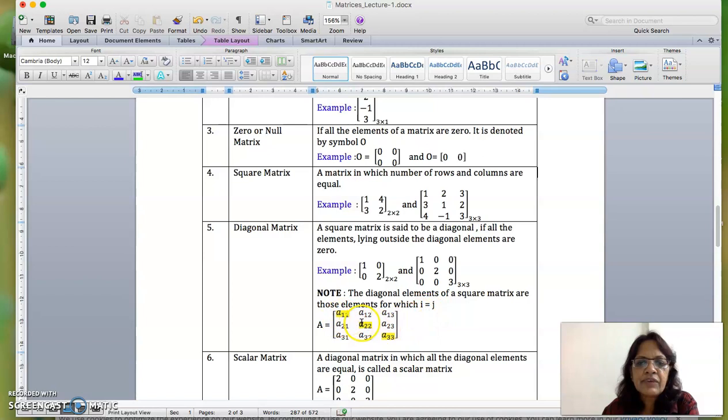मतलब ये एलिमेंट्स A11, A22, A33, these are known as the diagonal elements of a matrix and this is called the leading or the principal diagonal. अब हम डायगोनल मैट्रिक्स को समझेंगे. डायगोनल मैट्रिक्स क्या कह रहा है?